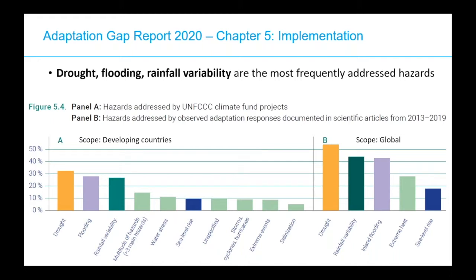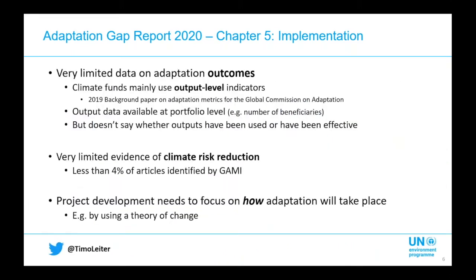The chapter has a number of further things it analyzes, for example, the extent to which gender aspects are considered, the extent to which projects address the most vulnerable, the extent to which ecosystem-based adaptation and climate information are considered. So you can find more details in the chapter. And finally, in terms of what were the results or the outcomes of these projects, there is very limited data on adaptation outcomes. Climate funds mainly use output level indicators, as we already found in a 2019 background paper for the Global Commission on Adaptation.